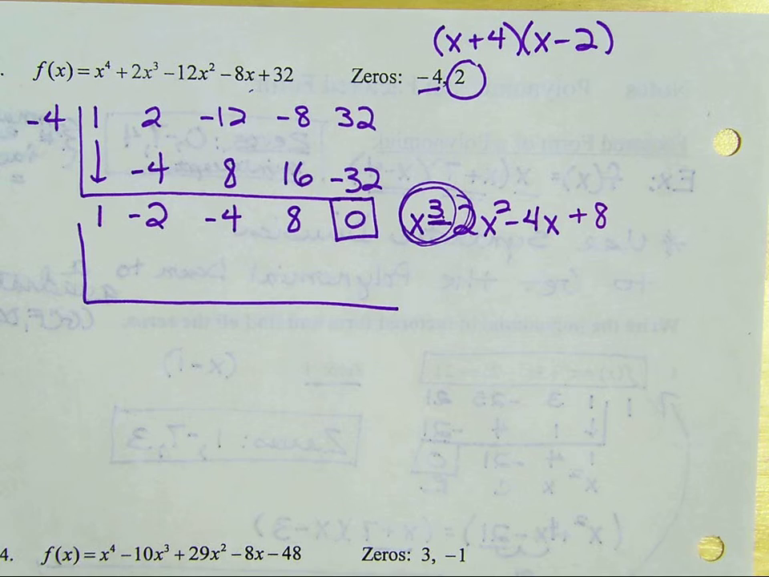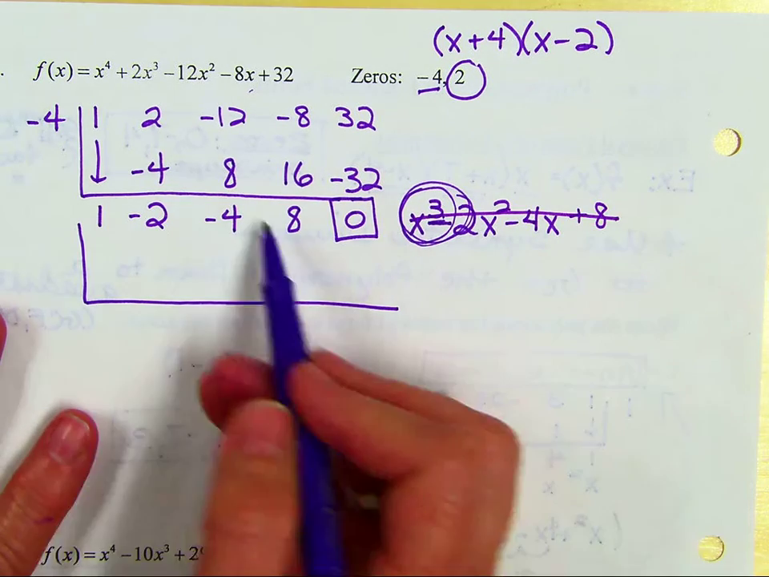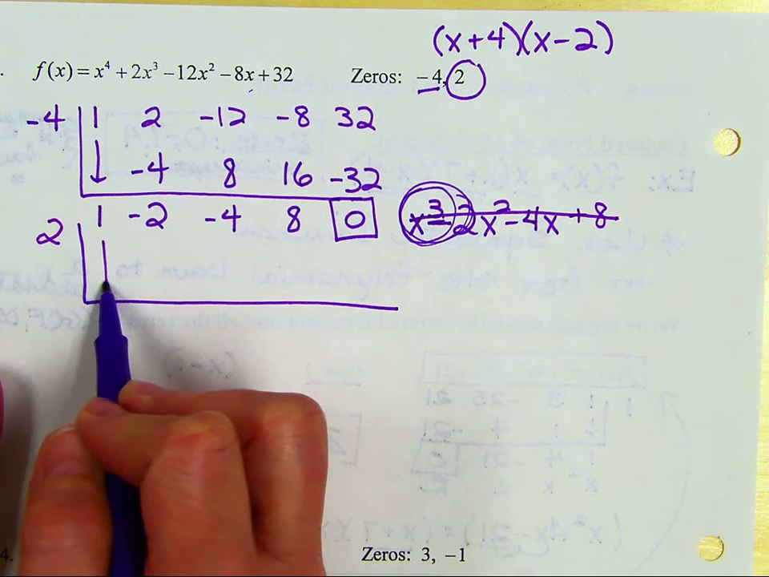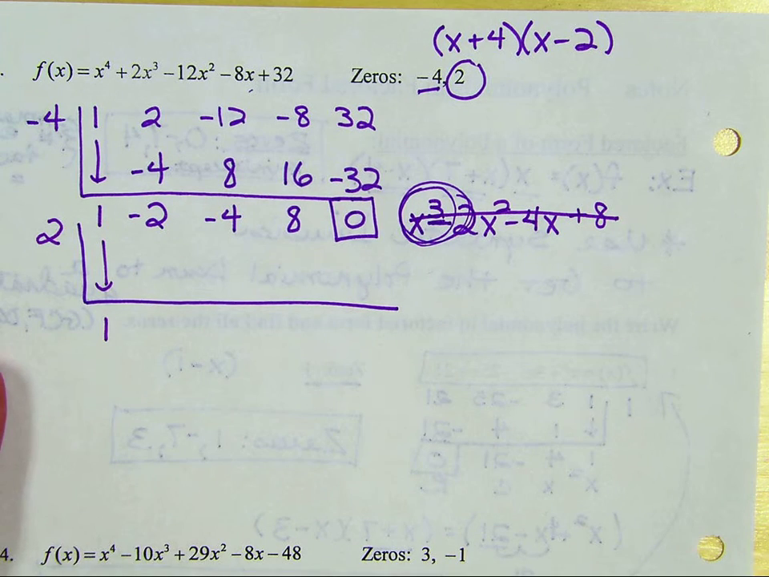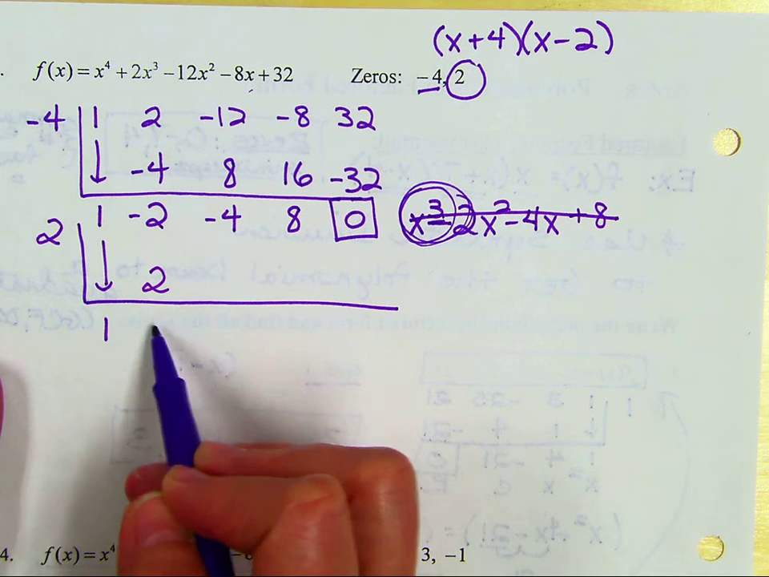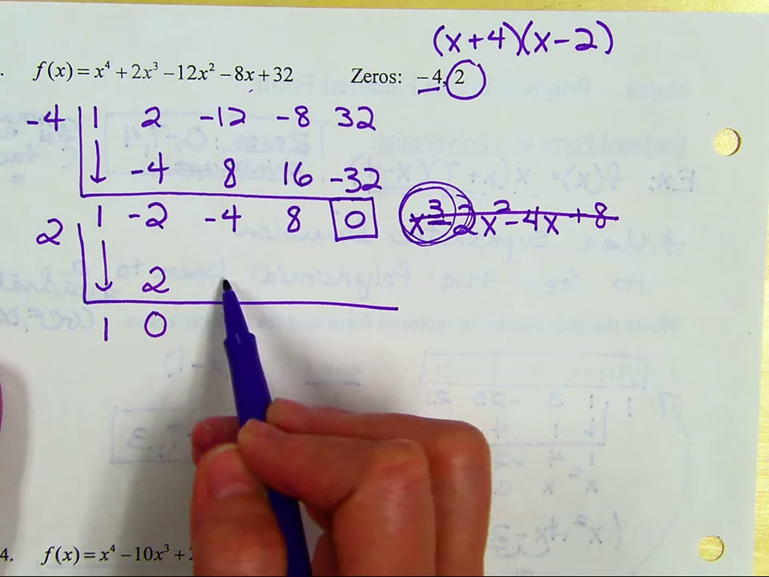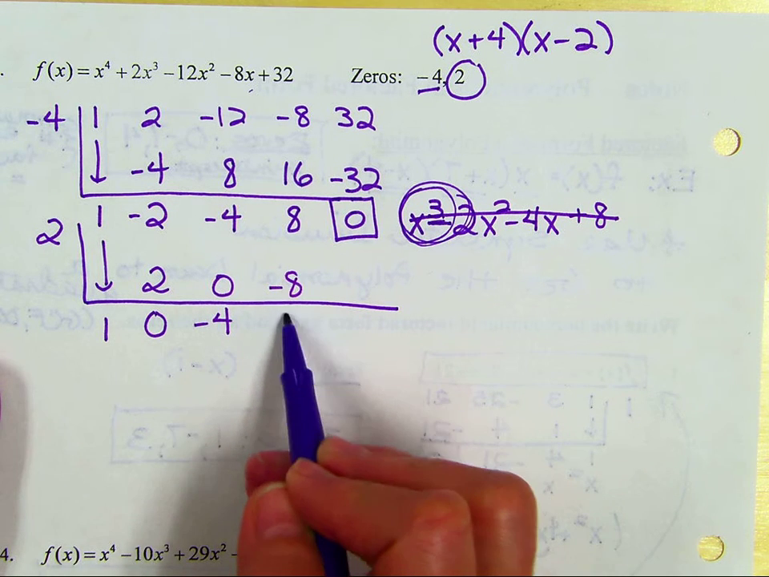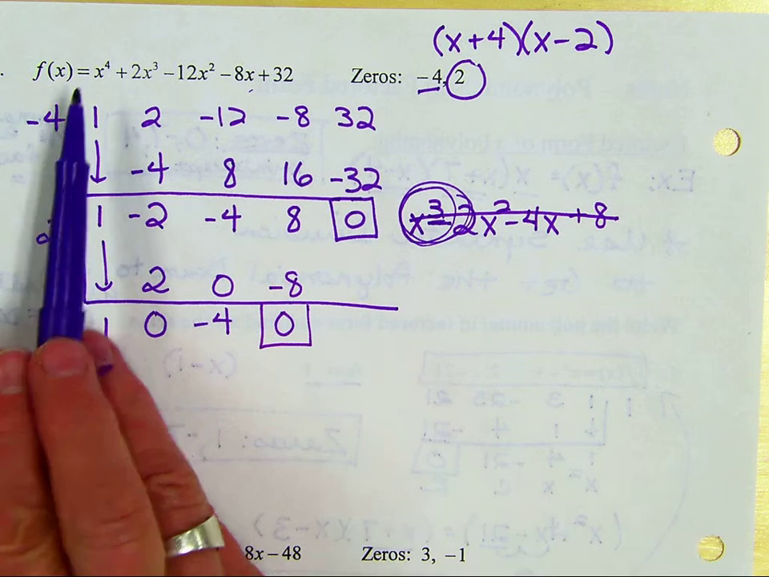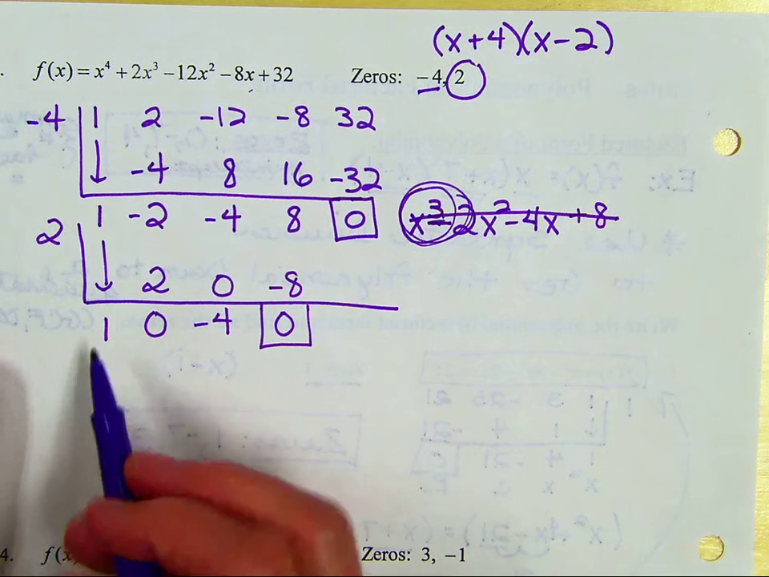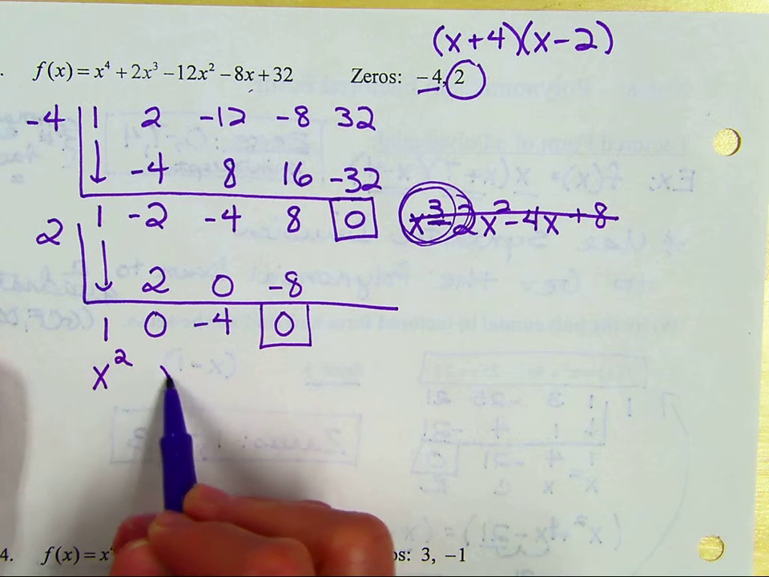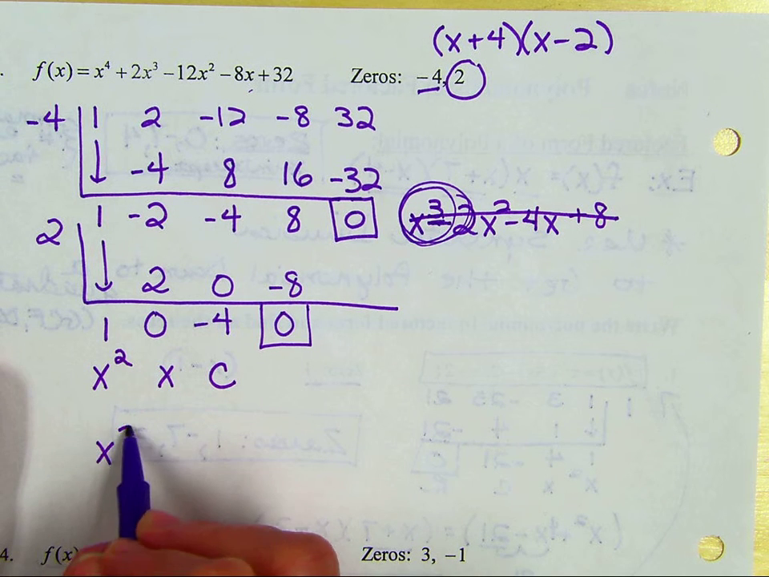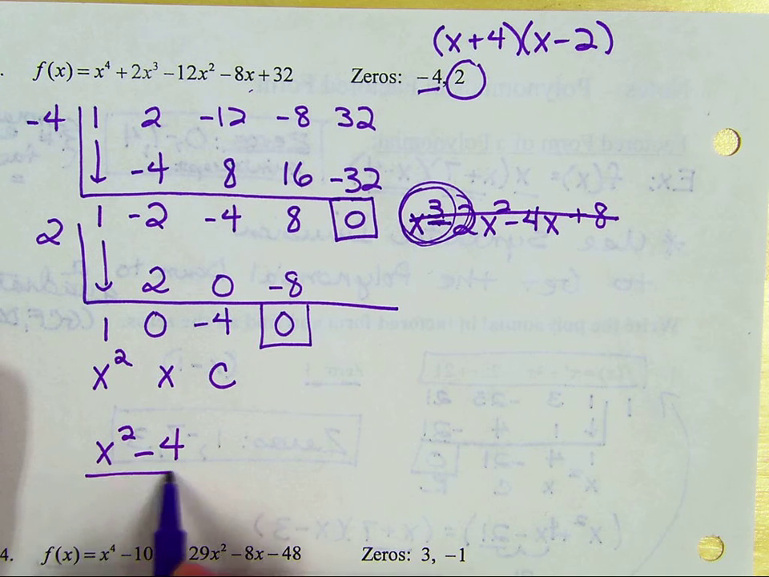All right, but we don't have to write this out because we're just going to divide one more time. Now we're going to divide by the 2. First number comes straight down. Multiply, write it, combine. So I had x to the 4th, I dropped to x cubed, now I drop to x squared, x, and my constant. So I've got x squared minus 4, and this is what I want to factor.